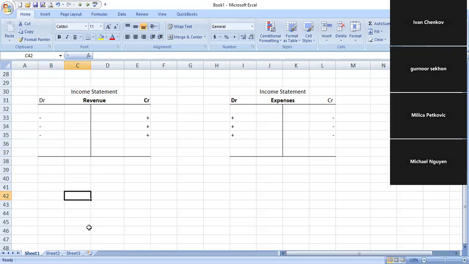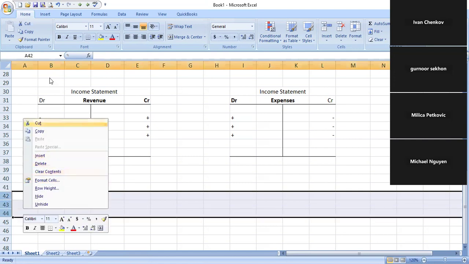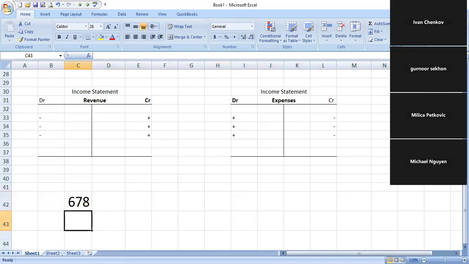For example, you have to punch the number 678, and 678 is the right number. Let me make it bigger so you can see it better. But for some reason, you punch 687. It's happened to me, it's still happening to me, and it may happen to you.